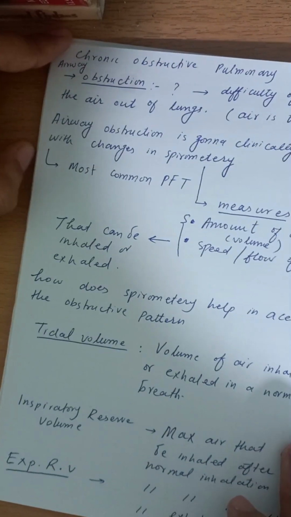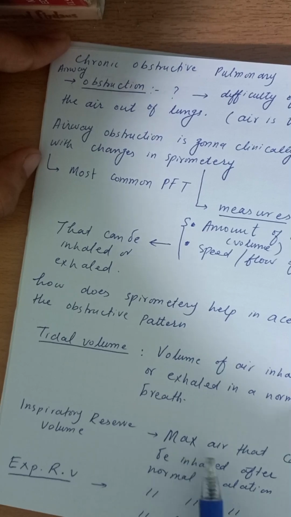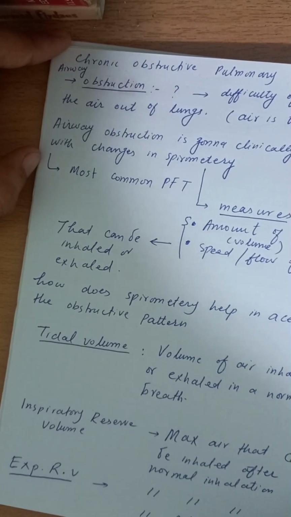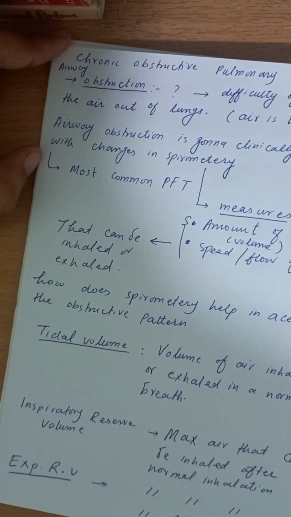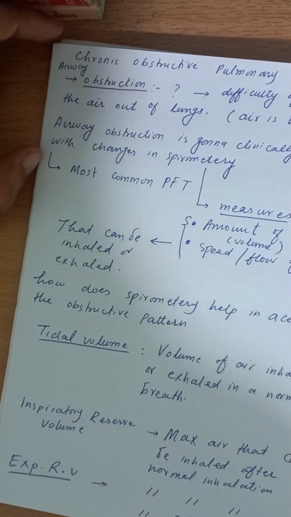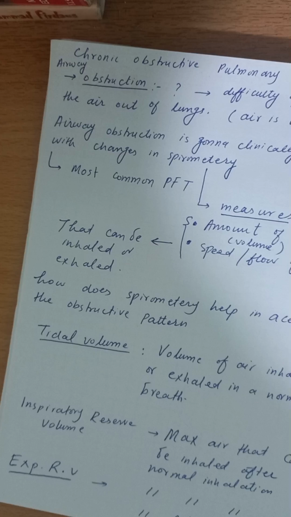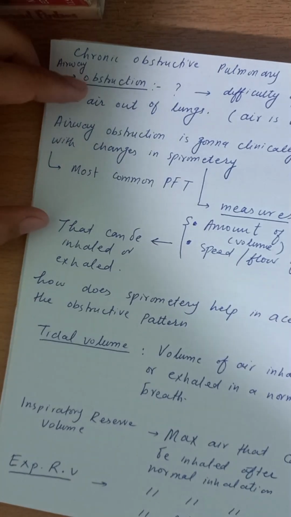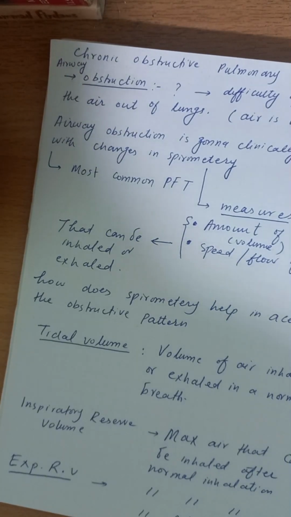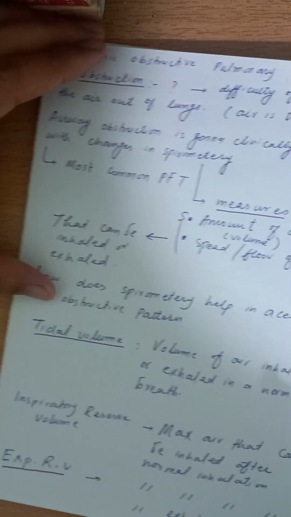Next is inspiratory reserve volume. What does it mean? It is the maximum air that can be inhaled after a normal inhalation. Normally at rest, you inhale a certain amount. You do not inhale the whole of your capacity, right? But after inhaling that certain volume of air, you can forcefully inhale an extra volume of air. That extra space that we can inhale, that's what we call inspiratory reserve volume. So the extra volume that we can inhale after a normal inhalation is called inspiratory reserve volume.